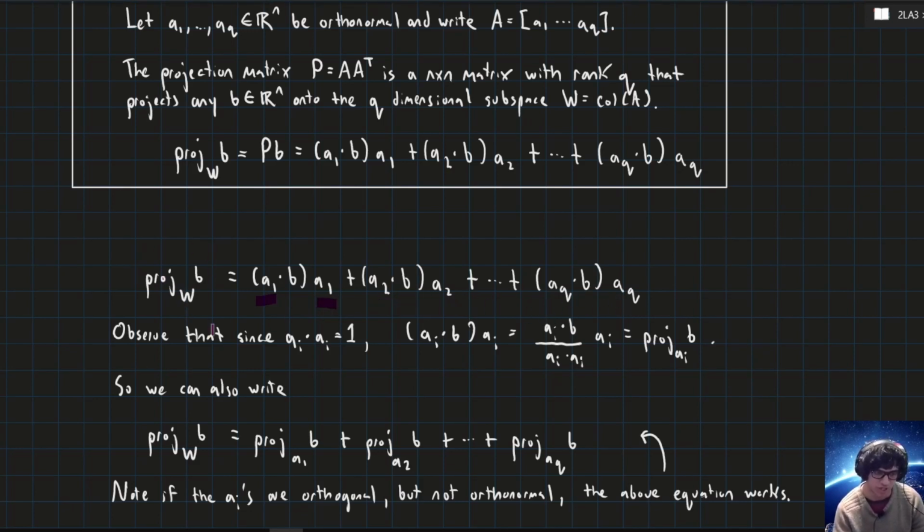So to project onto a subspace with an orthonormal basis, what we're doing is projecting onto each one of the basis elements and just adding it up. So we can write this formula as projections like this instead. And I'll also note that if the Ai's are orthogonal but not orthonormal, you can use this equation and it will work. You can't use the other equation, but you can use this one.